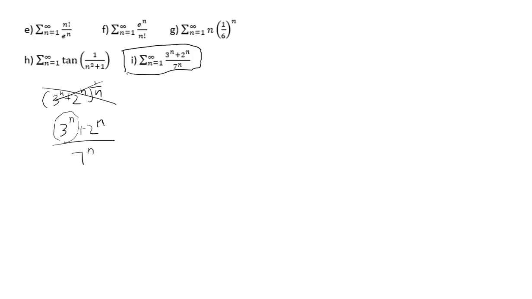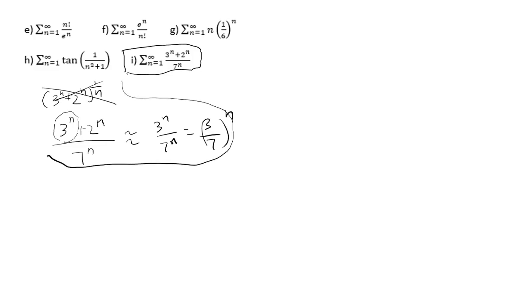And therefore, when you have 3 to the n plus 2 to the n, this is going to be dominating when n is large. So you're going to get something similar to 3 to the n over 7 to the n. But that's 3 over 7 to the nth power, and that definitely converges because this is a geometric series with r equals 3 over 7. And that means it's a good idea to do a limit comparison with this series. Okay, so that's where the idea comes from. Alright, so let's do the limit comparison test.